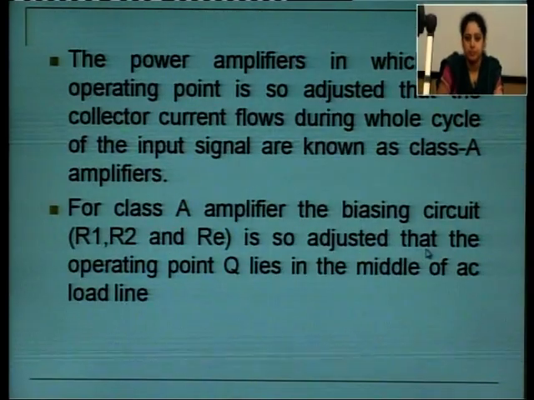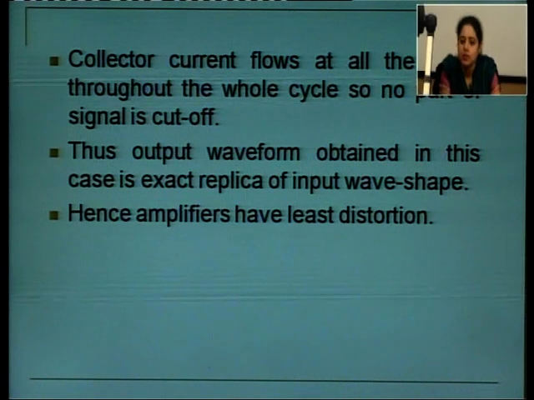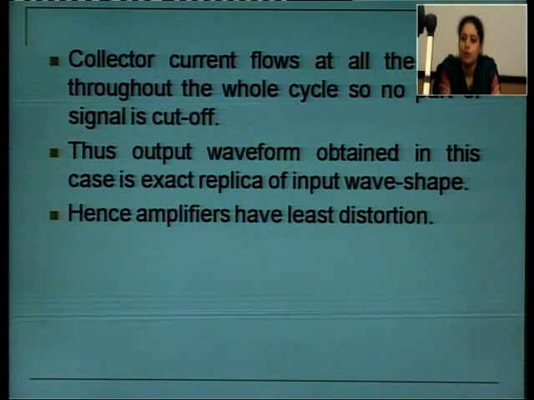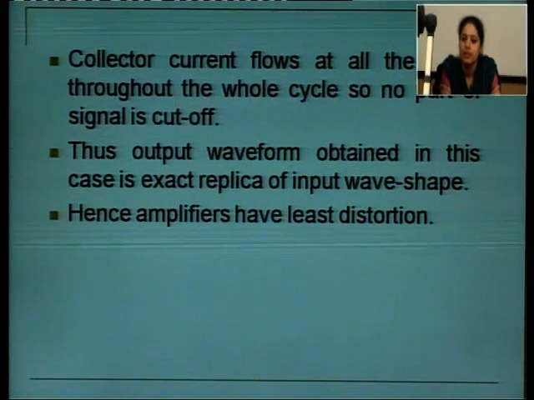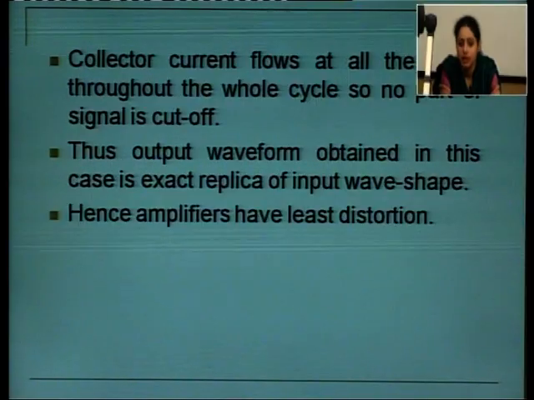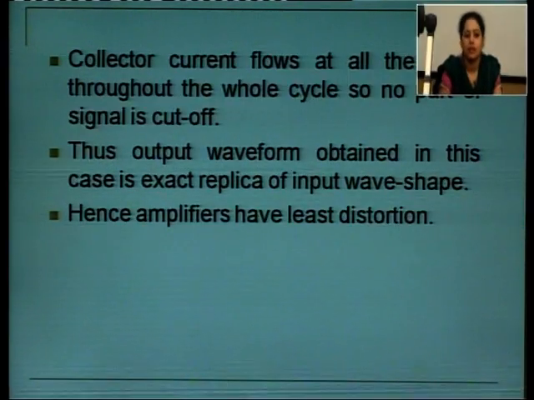load line. So, collector current flows at all times throughout the whole cycle, so no part of the signal is cut off. The output waveform obtained in this case is an exact replica of the input wave shape. So, there is the least distortion or no distortion, as the output is the exact replica of the input.